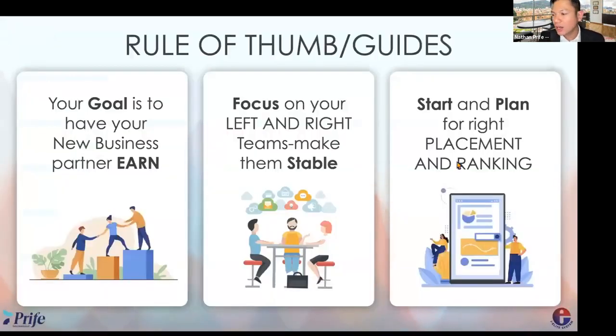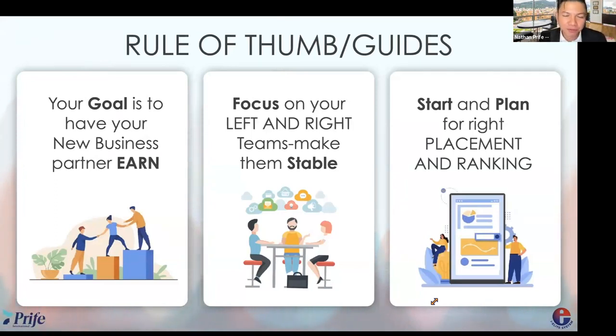Now, this is the rule of thumb, the guideline rule. Your goal is to have your new business partner earn as soon as possible. Focus on your left and right teams and make them stable. That's a very important rule. This is a duo system. We call this binary. You've got team A and team B. Most of us have a strong leg, like the left leg probably. It is a running leg. We call it the elephant leg. And you say, Nathan, I'm not earning well, because you fail to understand that you've got to stabilize.